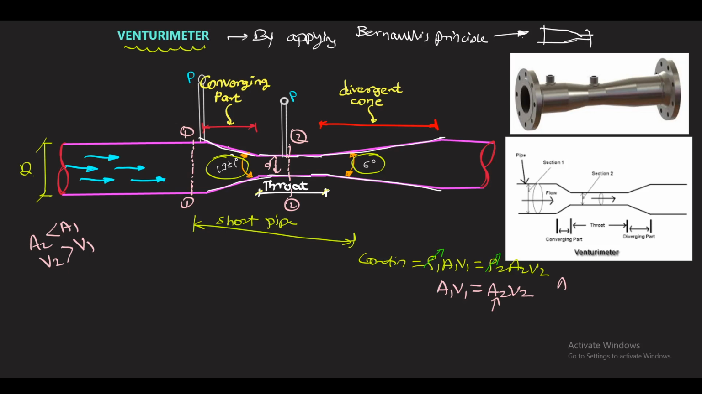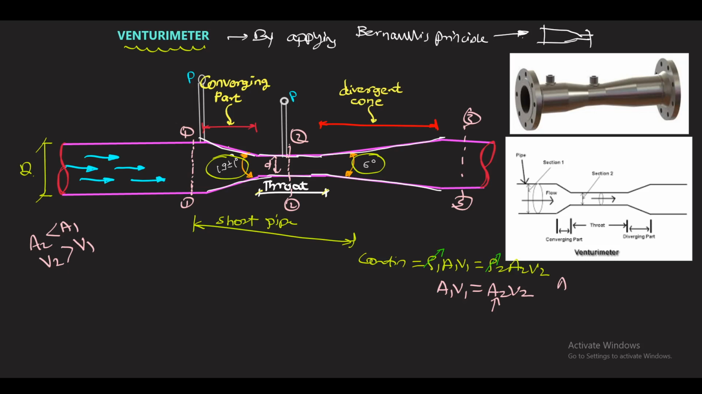It implies that velocity is again decreasing, correct? If I apply the continuity equation same as I apply in the first and the second section, now at the second and third section, what happens? It states that the velocity is decreasing in the divergent portion. That means the flow is decelerating in that direction, okay. From second to third, the flow is decelerating.